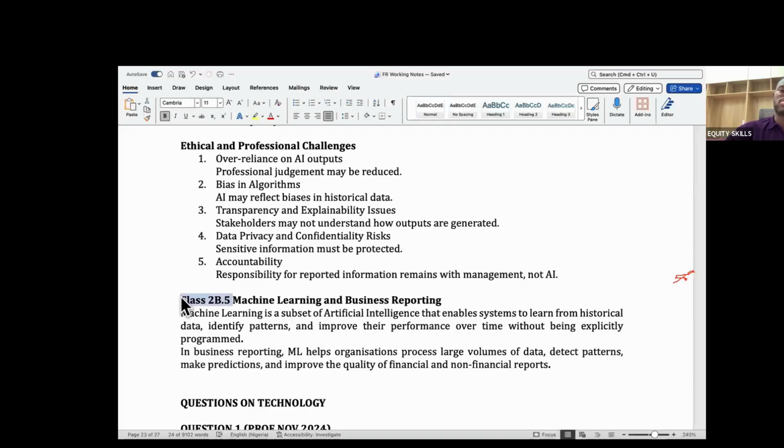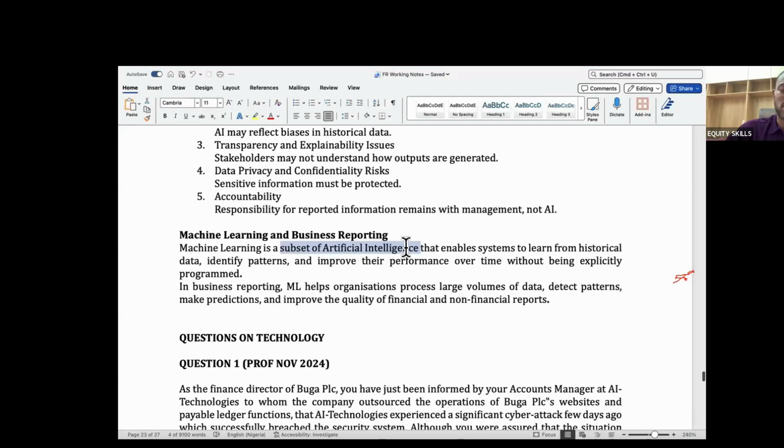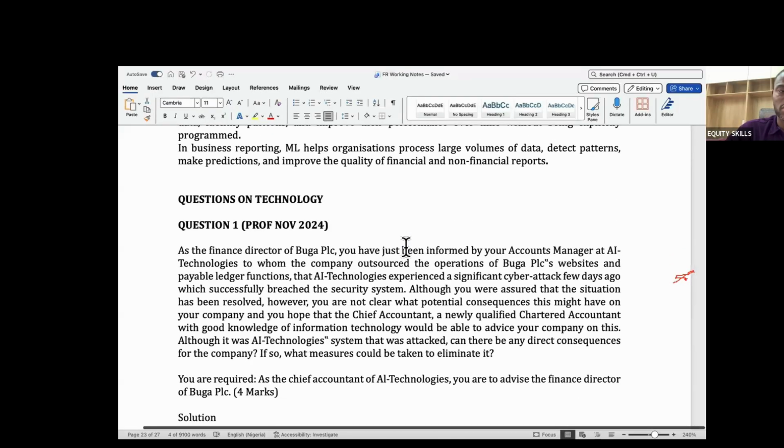Similar to AI is machine learning. I didn't say much on this because machine learning is a subset of AI. It's very similar to it. So it also learns from data, it also identifies patterns and all of that. And it can be used in business reporting as well. So that's pretty much it around technology in reporting.